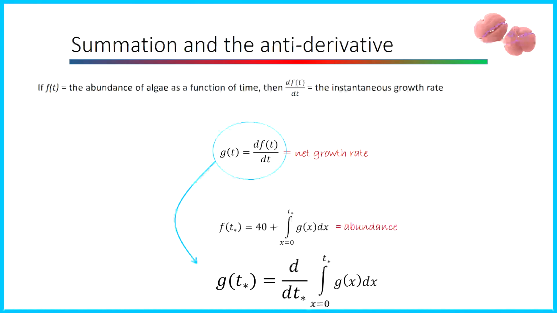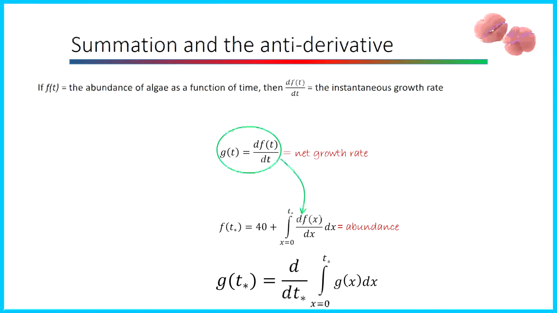All right, this tells us that g of t star is the derivative with respect to t of the integral from x equals 0 to t star of g of x dx. g of x is equal to the derivative of its own integral. Next, let's look at one more substitution that we can do really easily. Let's substitute in for g of x in our abundance equation. We can plug in df dx for g of x.